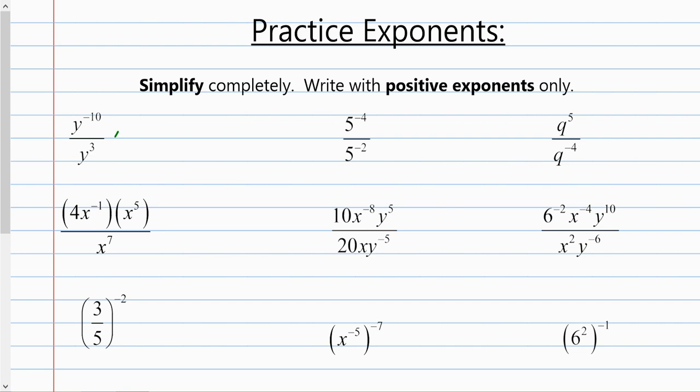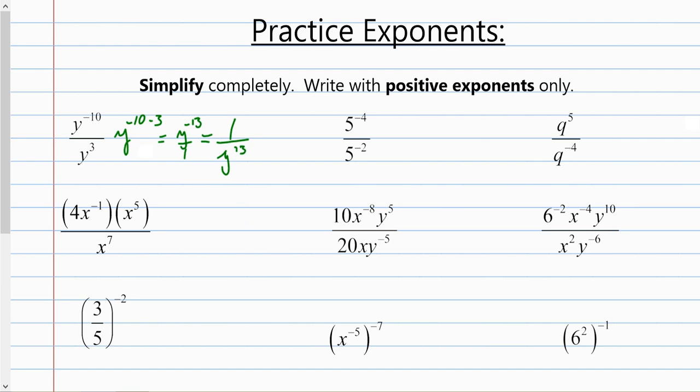So this is using a negative exponent plus a quotient rule. So this is y to the negative 10 minus 3, which gives me a y to the negative 13th. And our instructions are to write with positive exponents only. So I need to move this. Remember, this negative exponent is saying it doesn't like where it is in the fraction and it wants to move. So I'm going to have a 1 over y to the 13th.